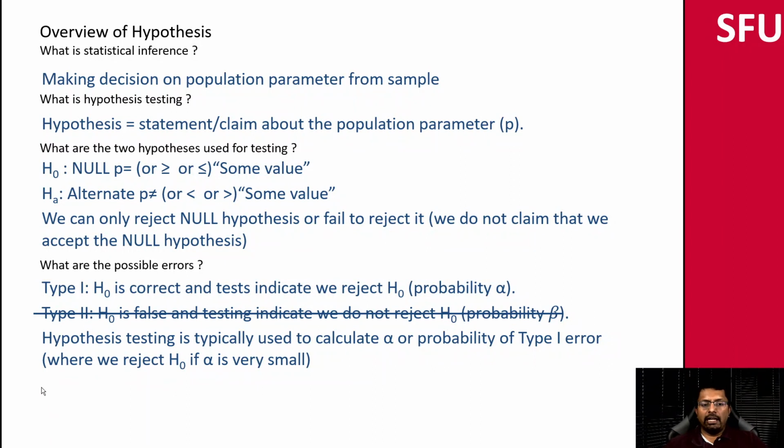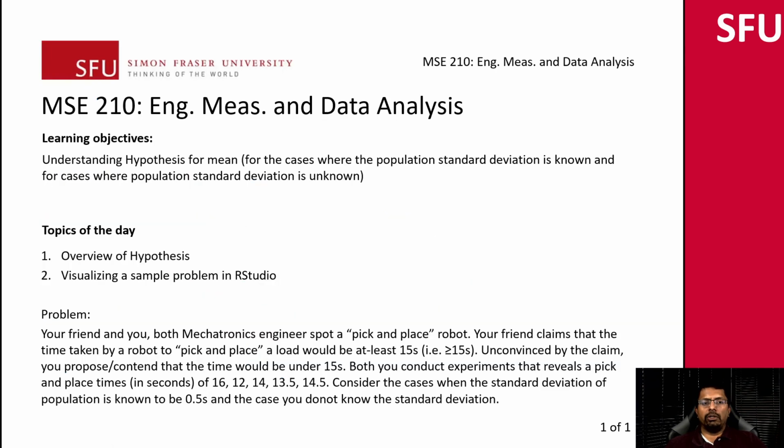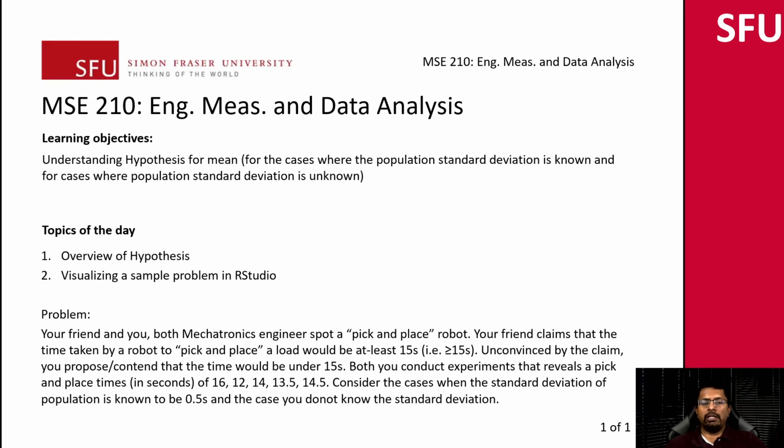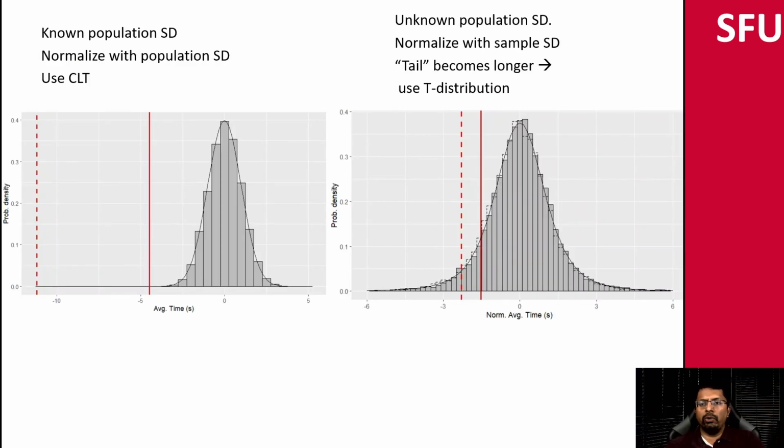So this basically concludes our mini lecture. Just to quickly recap, we were looking at hypothesis testing. We were understanding hypothesis testing for the mean of the sample, and how it relates to the population mean, for the cases where the population standard deviation is known and where it is unknown. We did this using RStudio with a simple demonstration. The take home from here is this slide where I've compared the two cases side by side.